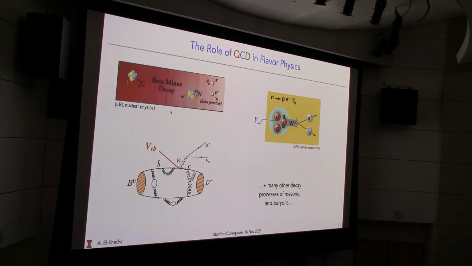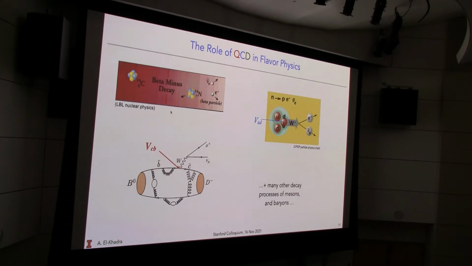So starting with the famous nuclear beta decay, where if you look inside, you have a neutron inside the nucleus decaying into a proton, and looking inside there, there is a quark flavor-changing interaction mediated by a W boson and controlled by the CKM matrix element V_ud.